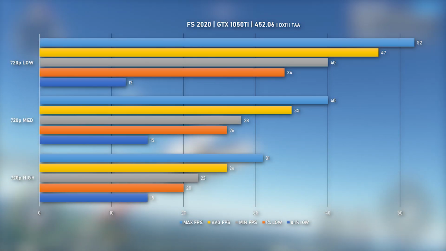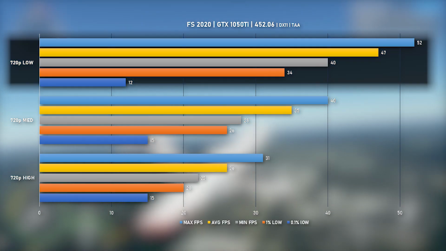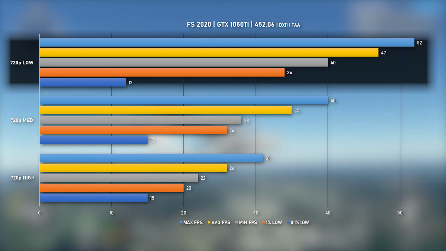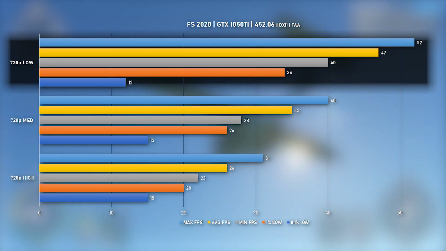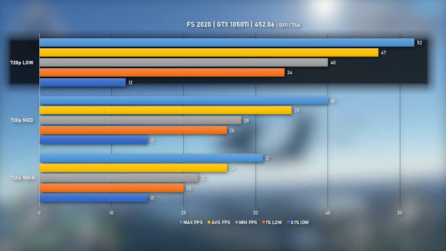At last, I'll switch over to 720p. Here I tested three presets: low, medium and high. First, for low settings, here the average frame rate was very close to 47 frames per second with lows over 30 FPS, which means the performance was consistent and we rarely dropped below 30 FPS.